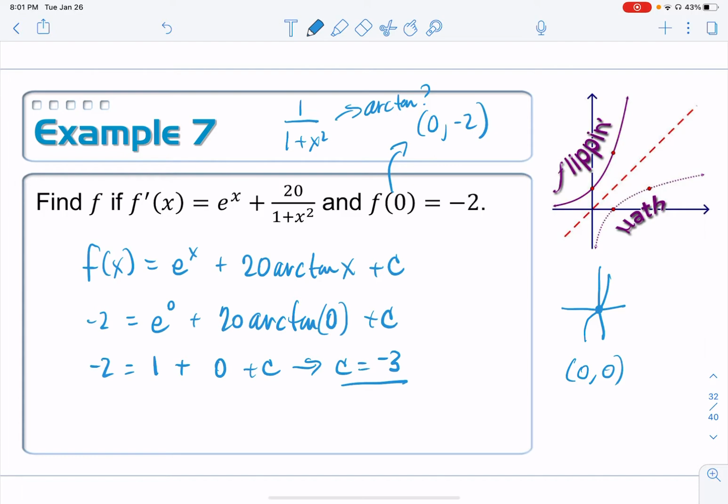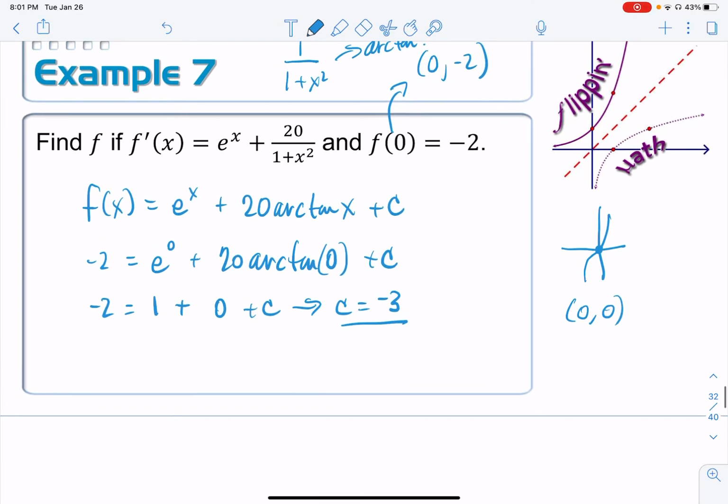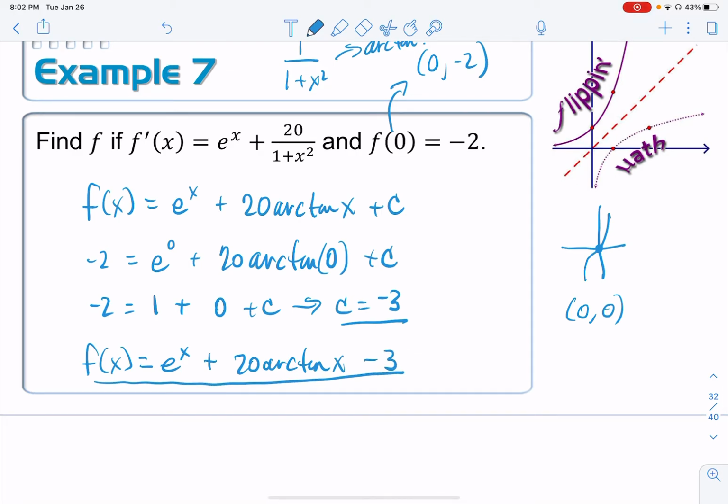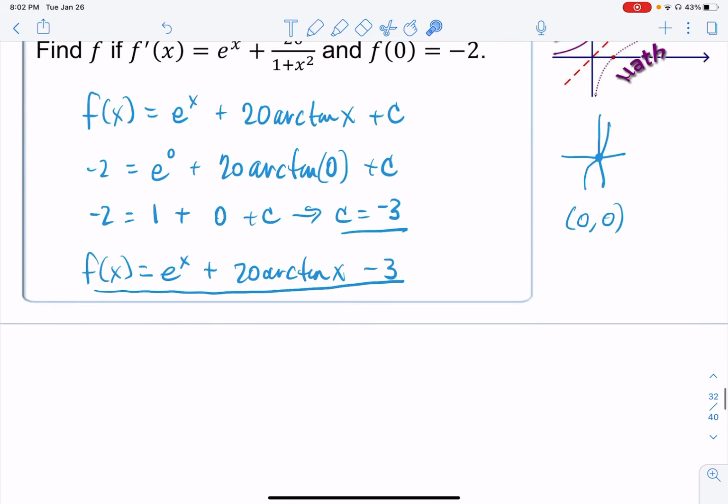And then finally, let's find f. f of x is equal to e to the x plus 20 arctangent of x, and then finally minus the 3. That's right there. You can always check your answer by taking the derivative, because you know what the answer to this derivative is supposed to be because it was given to you to begin with.